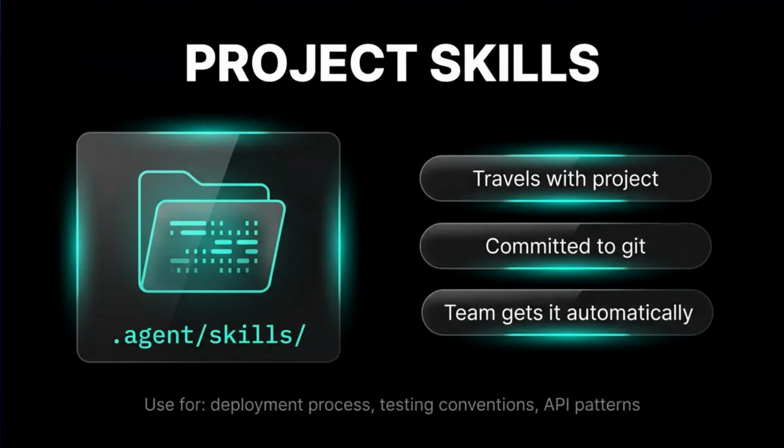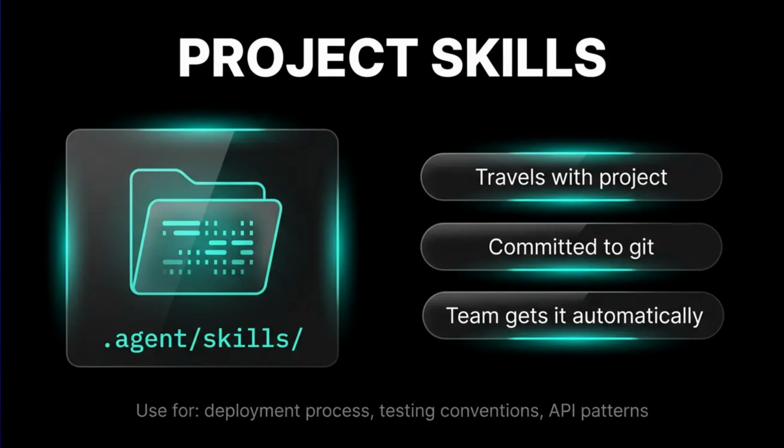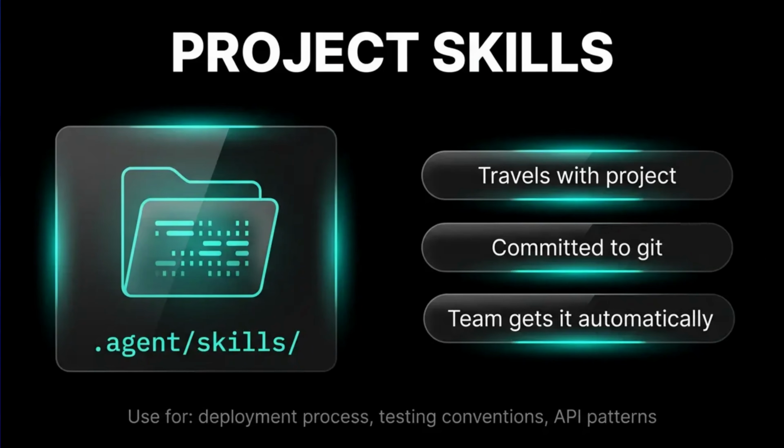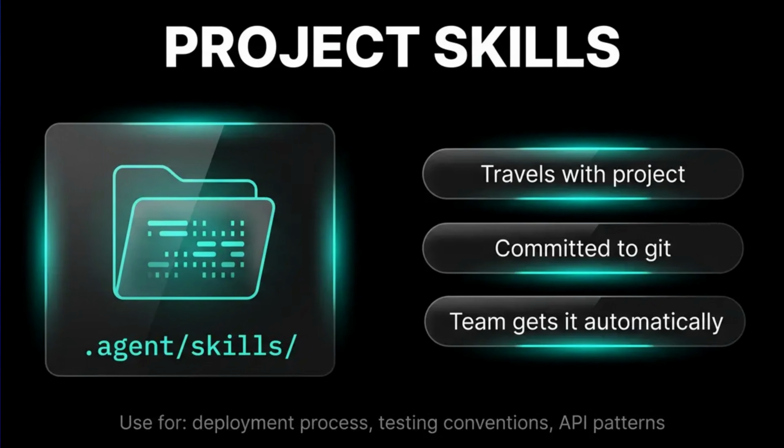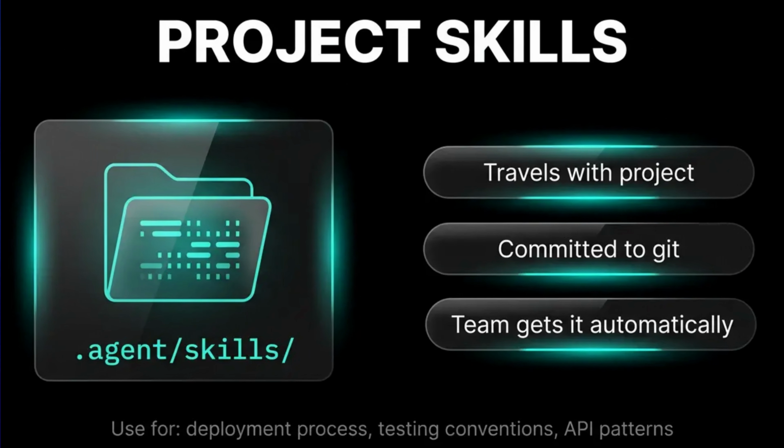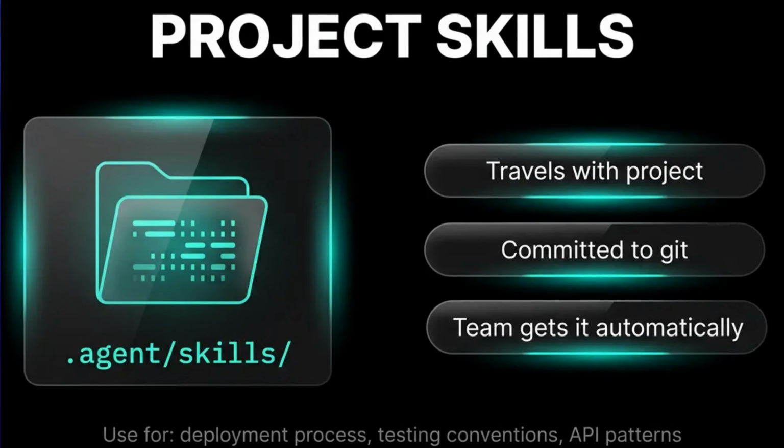Now, where do skills live? Two places. First, inside your project, which is .agent/skills/ right in your project directory. These travel with the project. You commit them to Git. When a teammate clones the repo, they get the skills automatically. Use this for anything specific to that particular project, your development process, your testing conventions, your API patterns.